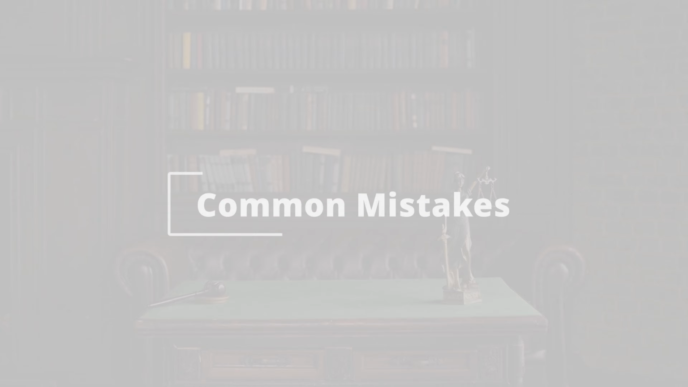Section 8 is common mistakes. Common mistakes in Florida probate include filing for summary administration when the estate does not qualify, overlooking probate assets that push the estate over the $75,000 limit, not accounting for creditor claims, or simply trying to avoid formal administration when it's required. These mistakes can cause delays and additional costs.